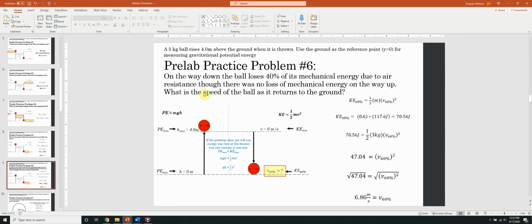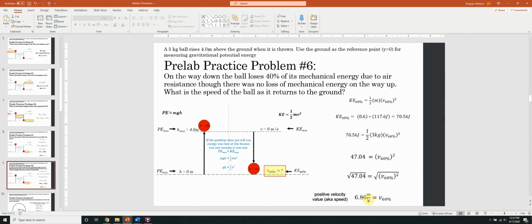All right, so we've got our known values plugged in. Once again, when you multiply 1/2 times 3, you get 1.5. If you divide both sides by 1.5, you're left with 47.04 on the left side of the equal sign, and then you're left with just V 60% squared on the right side of the equal sign. So the last thing we need to do is take the square root of both sides. So when we do that, we get that V 60% is equal to 6.86 meters per second.